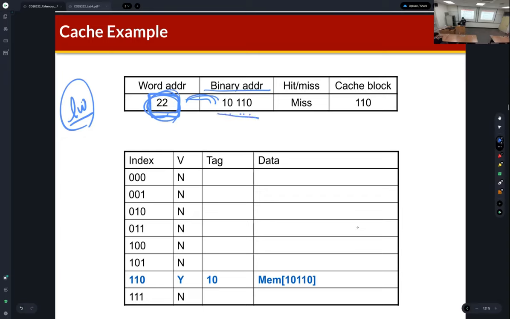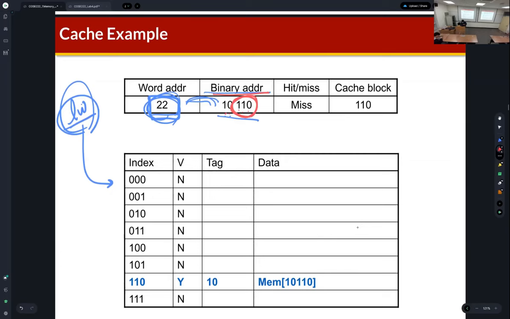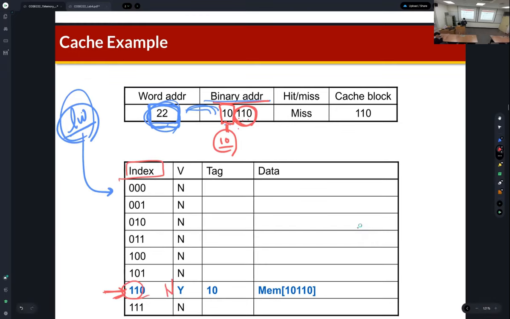In this case, when the load word is executed, firstly the processor checks the cache. The binary address is 10110, and we use the lower 3 bits as the index of the cache, so we need to check index number 110, and the tag is 10. But when we check cache index 110, it was actually invalid, which means there is no data. This event is a miss.